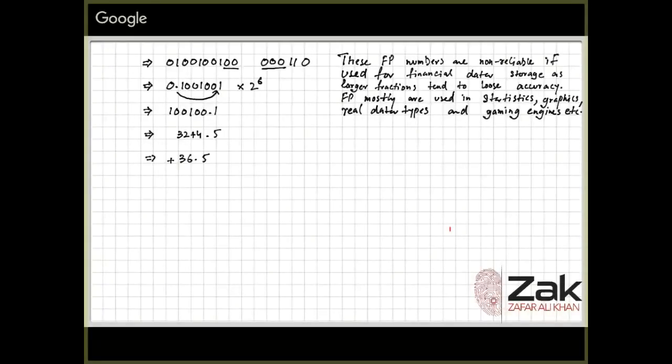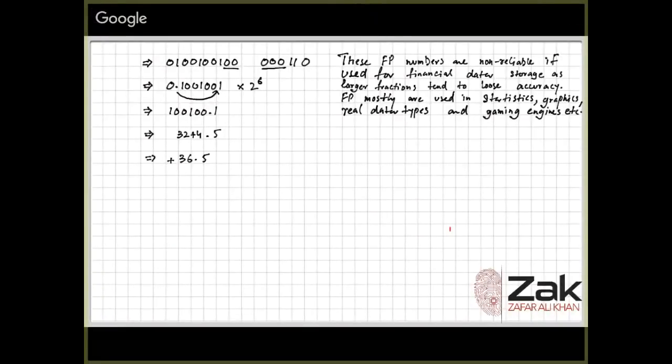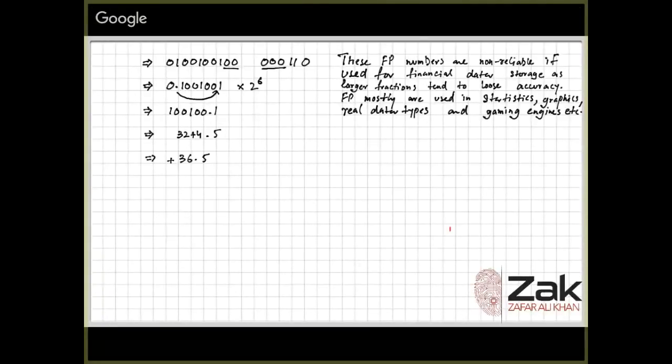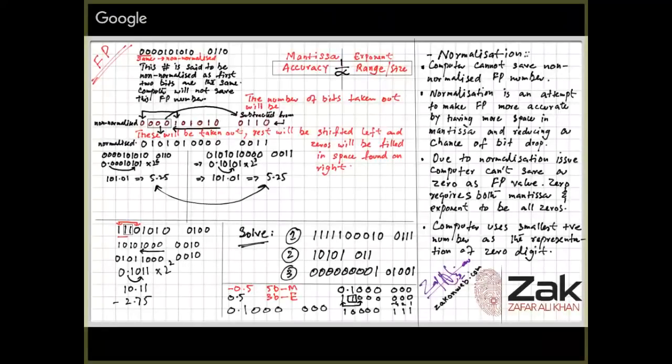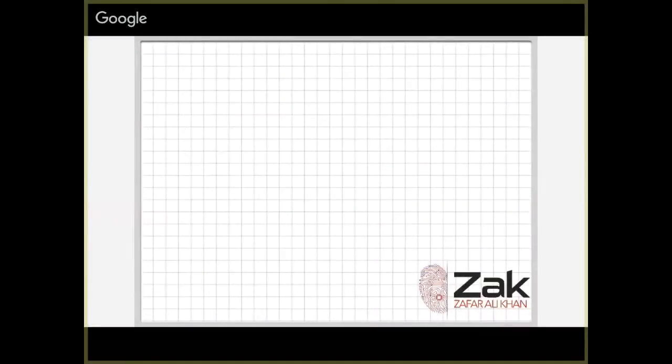Now we know how to convert a positive decimal real number into a binary floating point number, and vice versa. Let's go further. Sometimes we have got negative floating point numbers. All right, negative floating point numbers. So how do we deal with them?